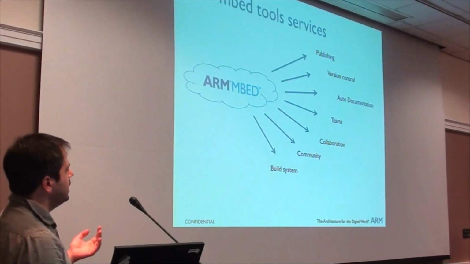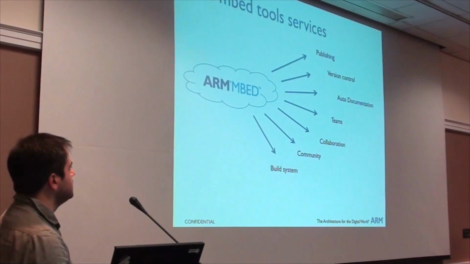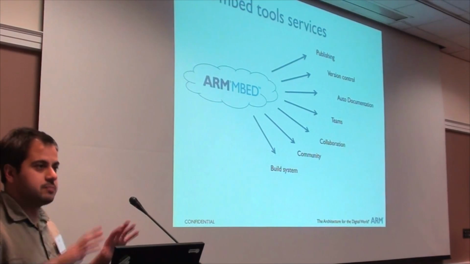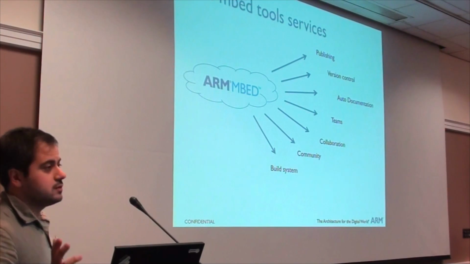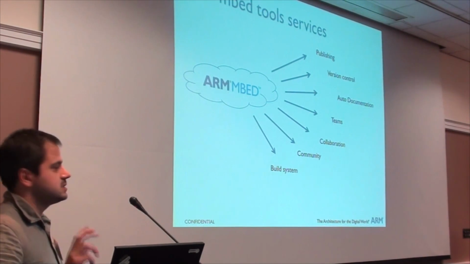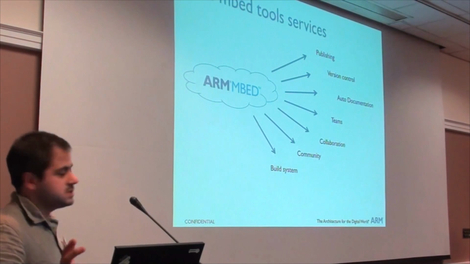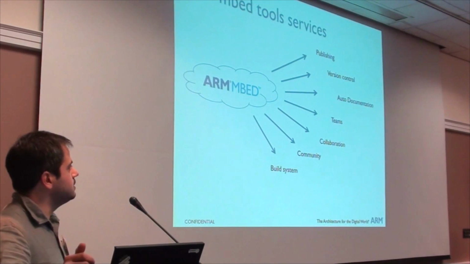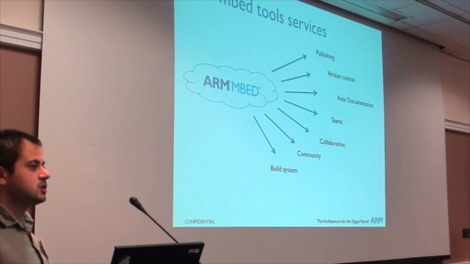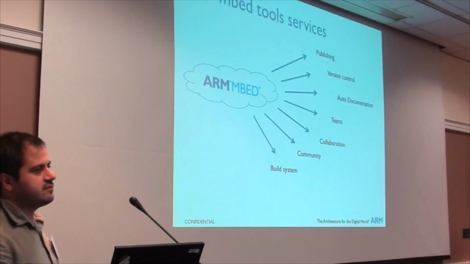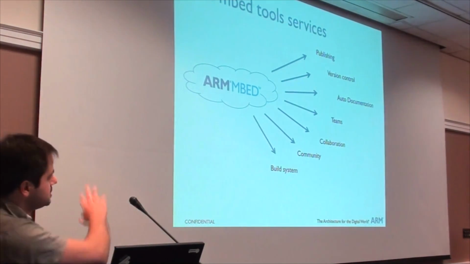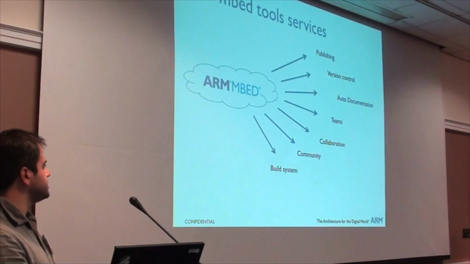So for example, the publishing that you saw, the version control is a standards-based, Mercurial-based repository system. The auto-documentation, again, is not a proprietary thing we've invented, that's just Doxygen. The teams, which we'll talk a bit more about later, basically just allow you to work in a group of people and give a project a home on mbed. The collaboration, which is really the sum of all that sort of stuff.